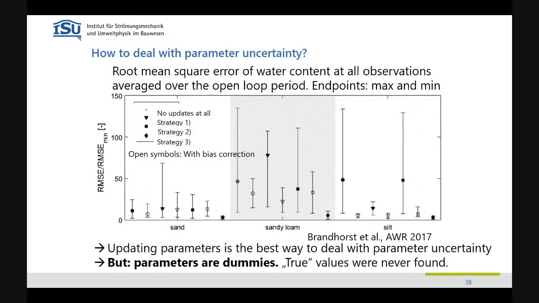This is quite condensed, but it's all in there. So what we used as a measure for quality is the root mean square error of the water content in the whole column, so everywhere, averaged over a period where we did not have observations. And we tested different materials, and then we have the different strategies in solid. We have without bias correction, in empty with bias correction, because we wanted to see what the bias correction does. But one can really cut this very short, because in any case and always, the best strategy is to update the parameters. So in a way to optimize on the fly the parameters with the observations.